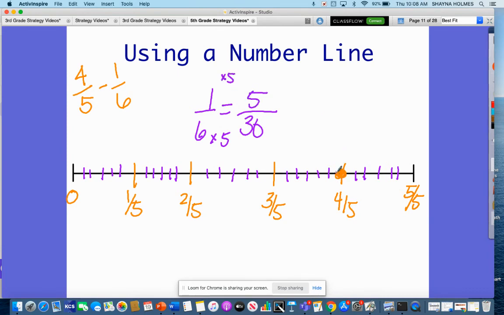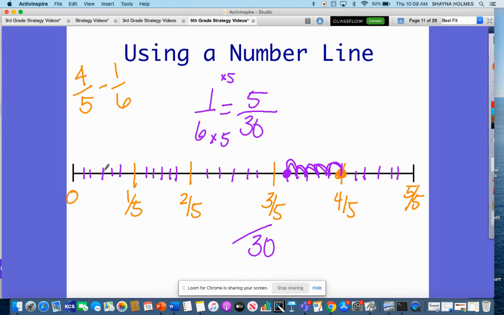So this would be 5/30. So I know that I just need to go back 5 spots. So this would be 1, 2, 3, 4, 5. So this is what I have now. Now I just need to count up, and that's going to give me what I have left out of 30. Remember, this is where I started. This is what I'm taking away. I'm subtracting this. So this section right here is what I have left.